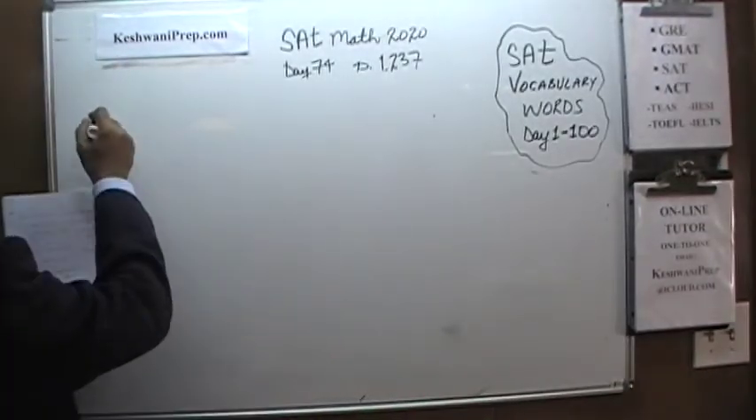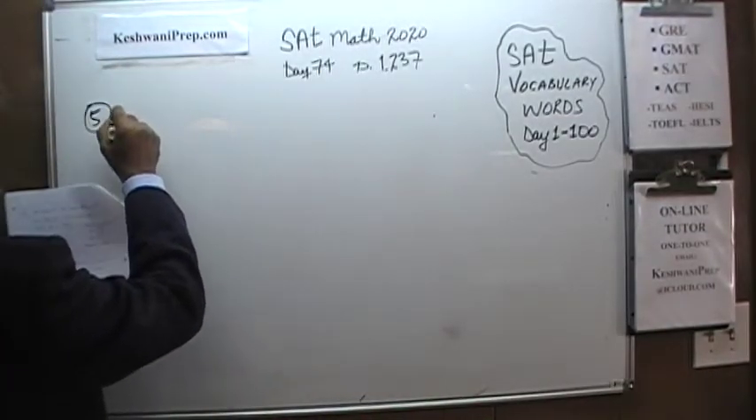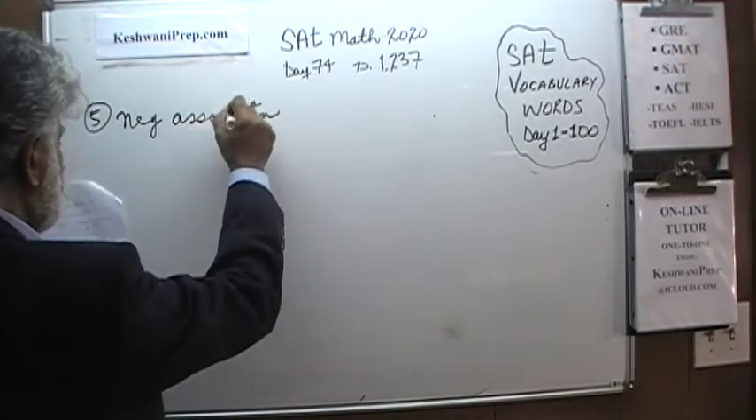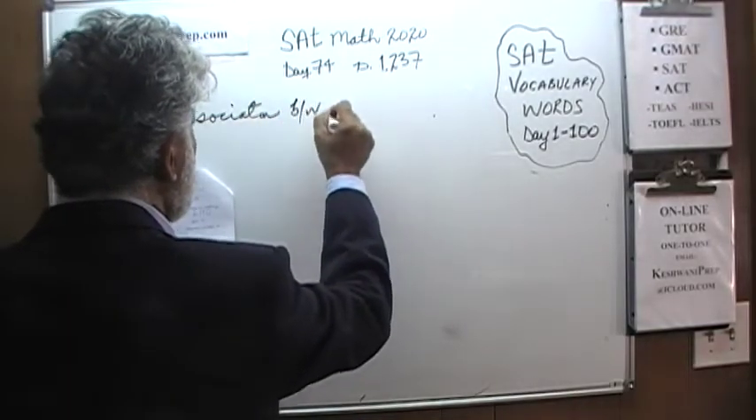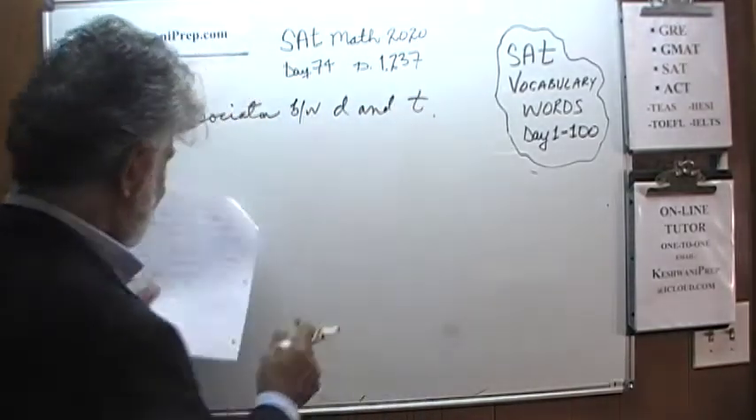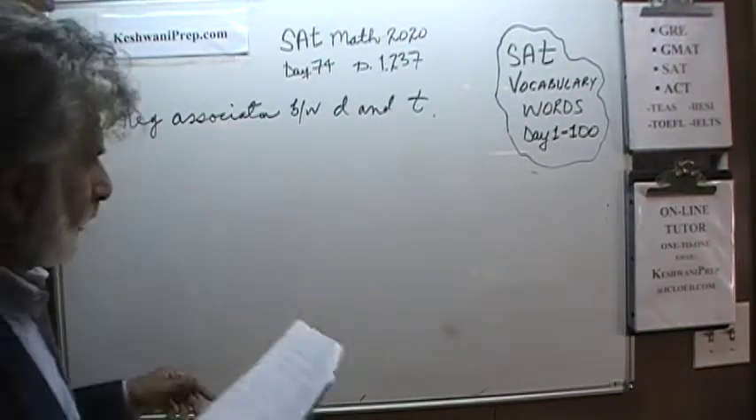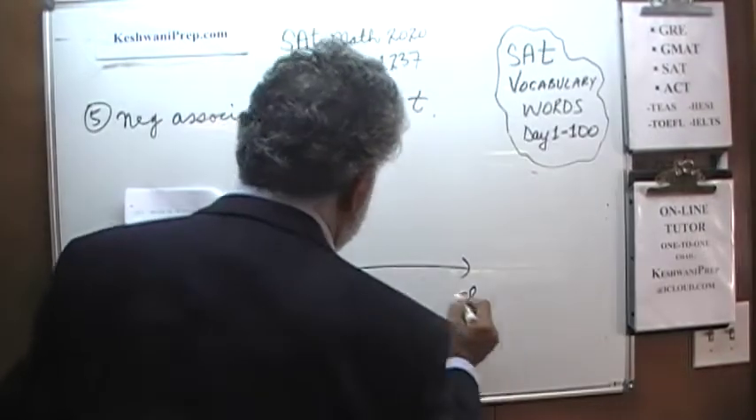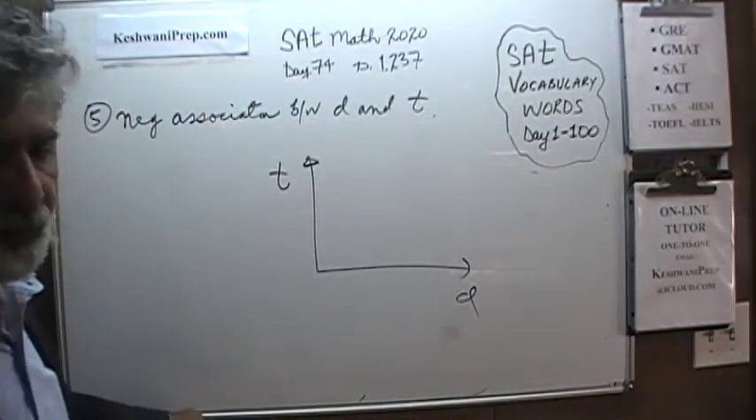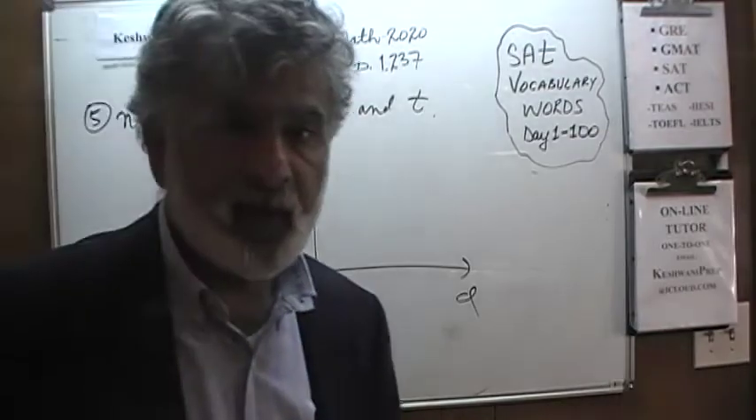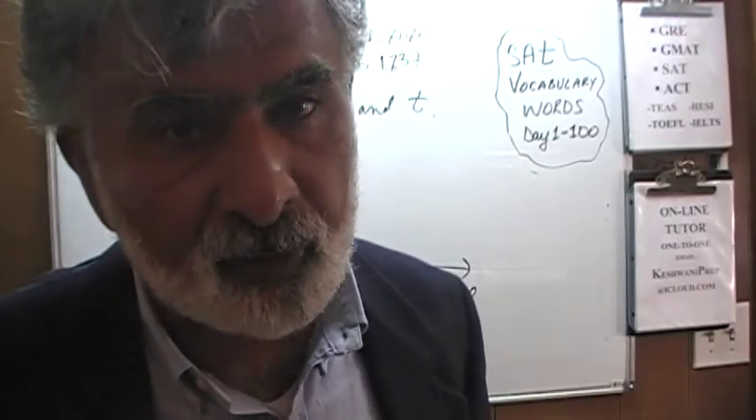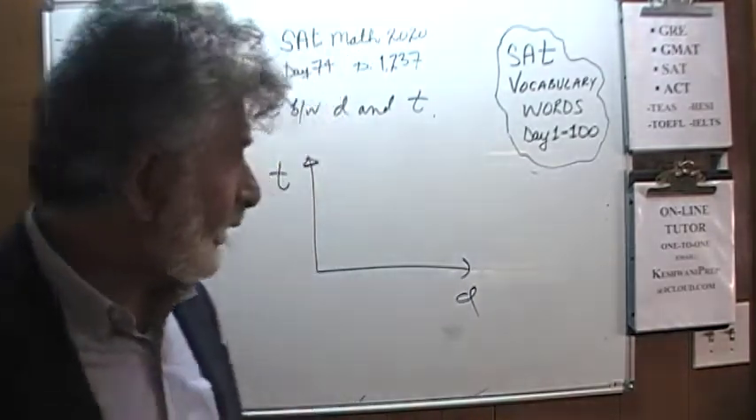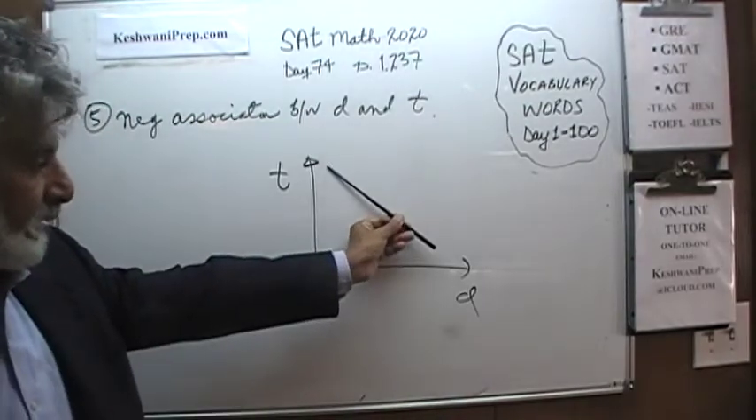Number 5, we are told that there is a negative association between D and T. We are shown a graph here where we have variable D here, variable T here, and the association, we are told, is negative. Our job is to locate one graph out of the 4 that depicts a negative relationship between D and T. Well, if they're negatively related, then what we're looking for is a line that is negatively sloped.